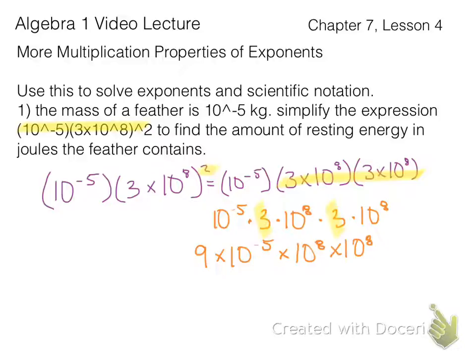Since all of the 10s have the same base, I can add the exponents, which means negative 5 plus 8 plus 8 is 11. It's not 14, it's 11. That's right. 16 minus 5 is 11. All right, so it is 9 times 10 to the 11th power.